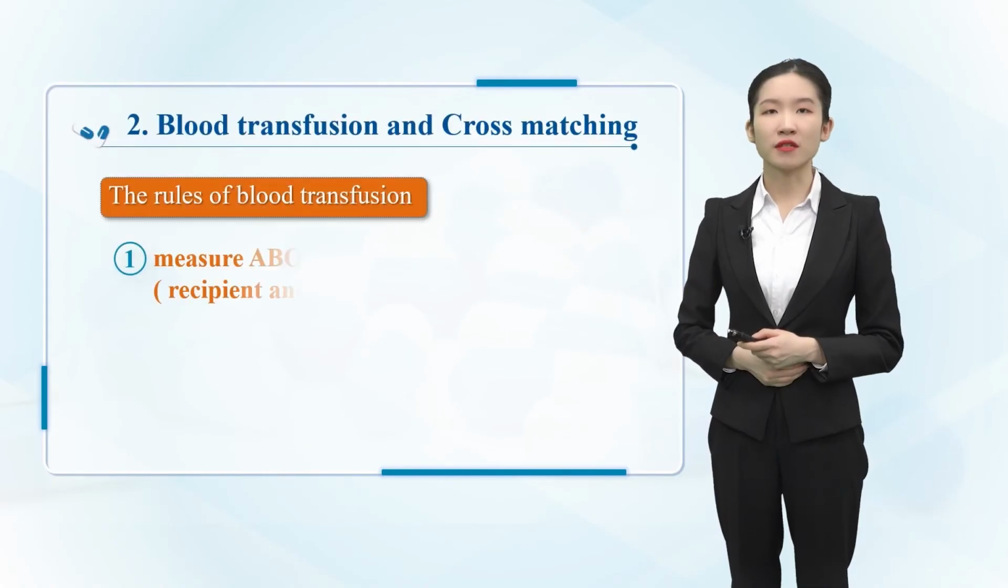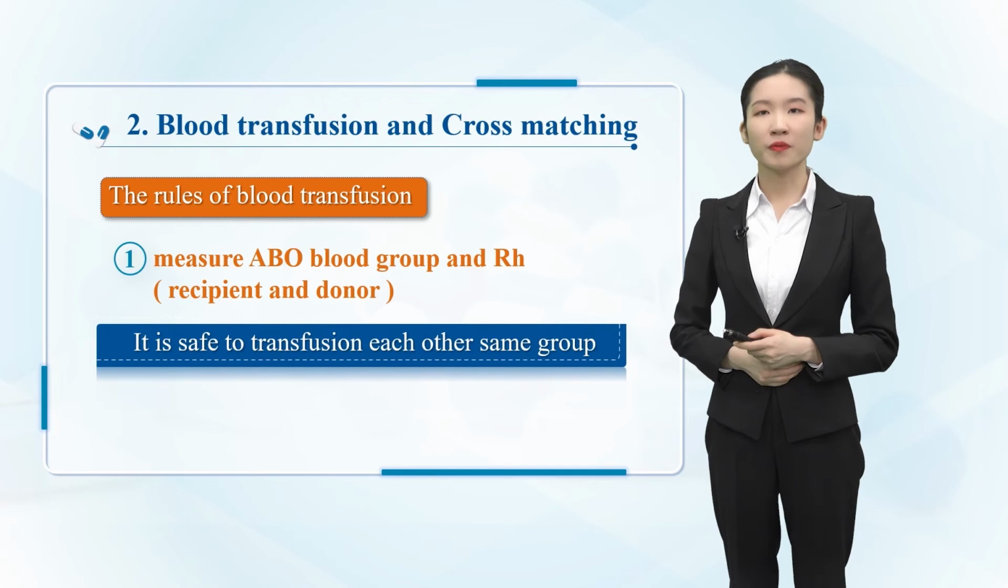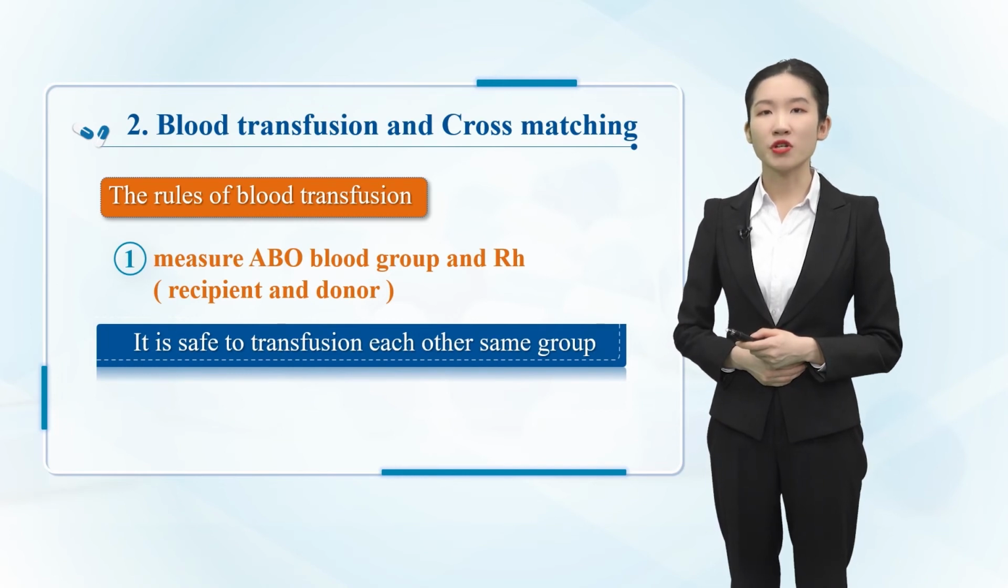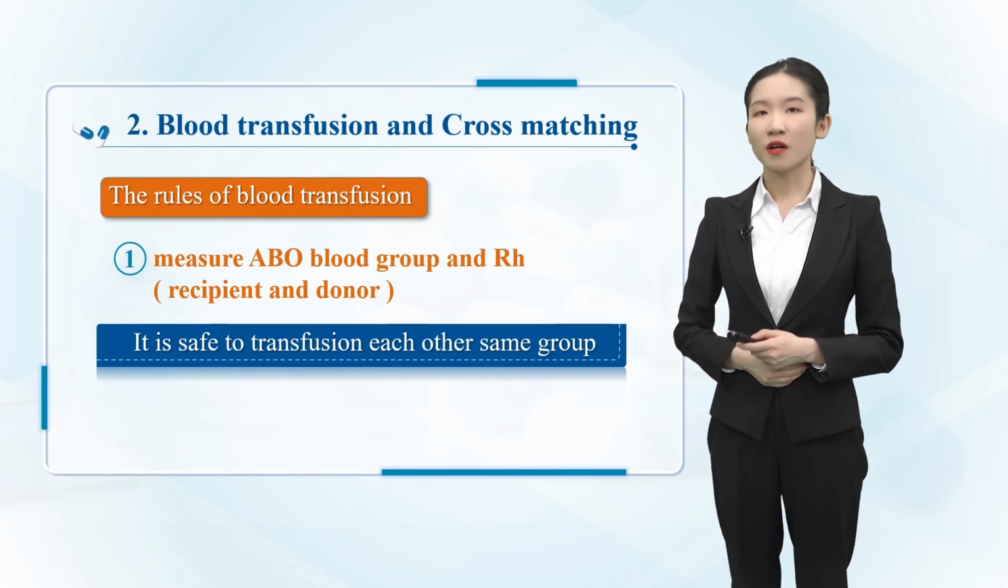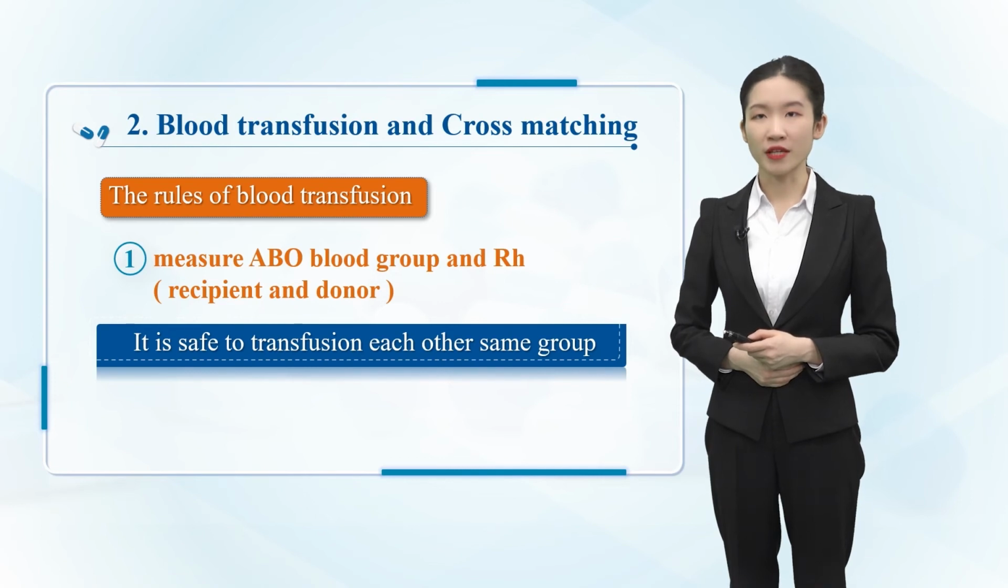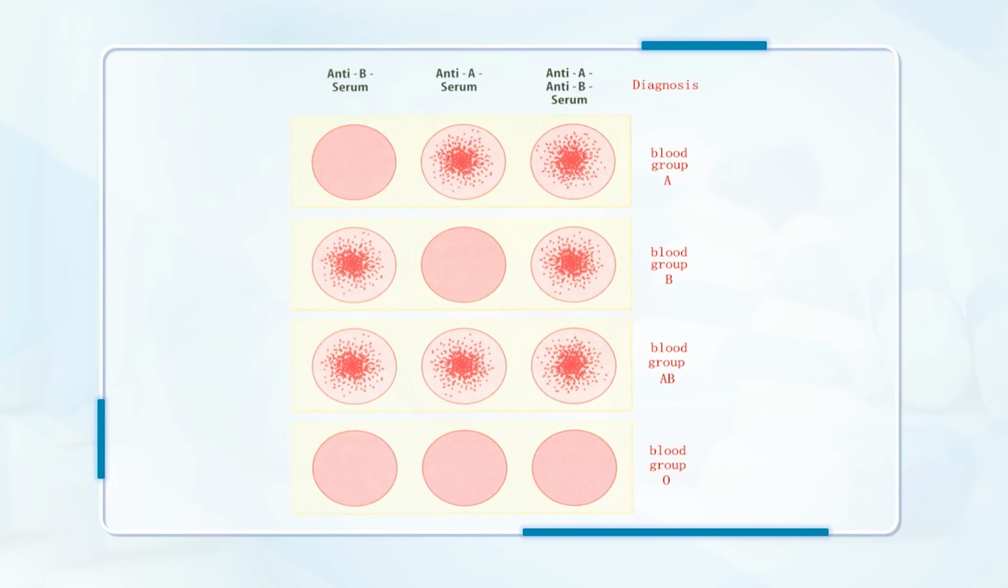Blood transfusion and cross-matching. The rule of blood transfusion. First, we should measure the ABO blood group and RH blood group of the recipient and the donor, because it is safe to transfuse between the same group. So, how can we recognize the ABO blood group? Let's look at this picture.